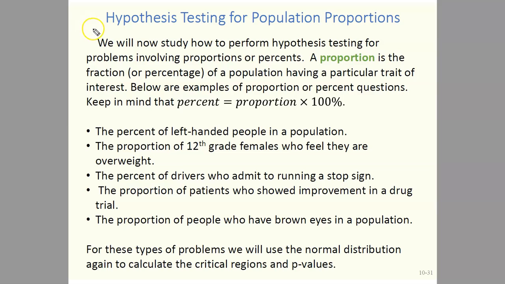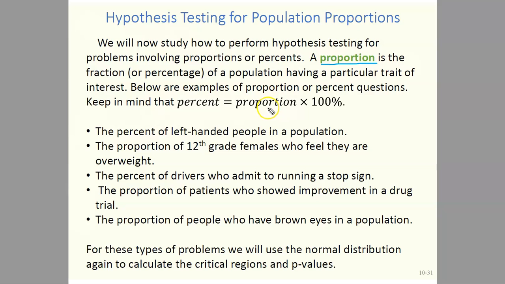In this lesson, we're going to discuss how to perform hypothesis testing for population proportion problems. Now, a proportion is the fraction or percentage of a population having a particular trait of interest. Down here we have a few examples of typical problems that you can identify as population proportion problems.